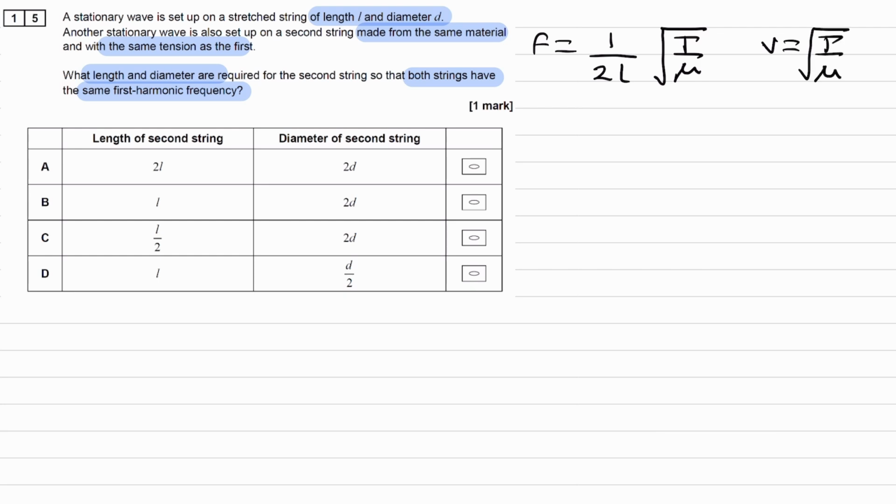So if you're given the second equation, then you want to be able to go from this equation to this one. We do so by considering v is equal to f lambda, and wavelength being equal to 2 times the length of the string. That's for the first harmonic.